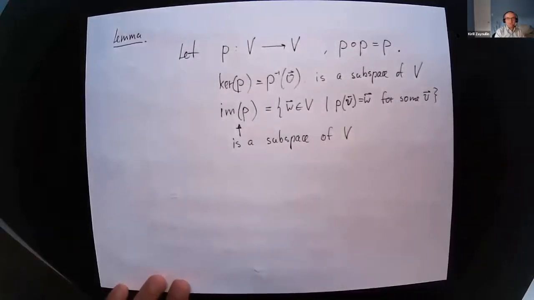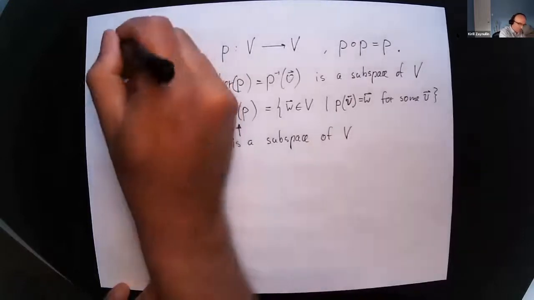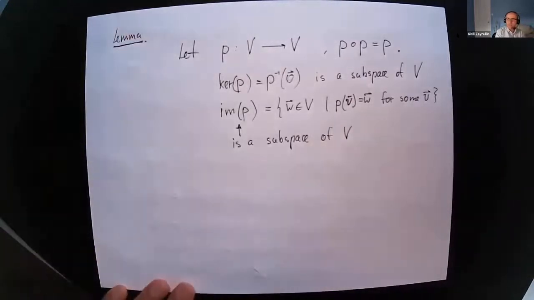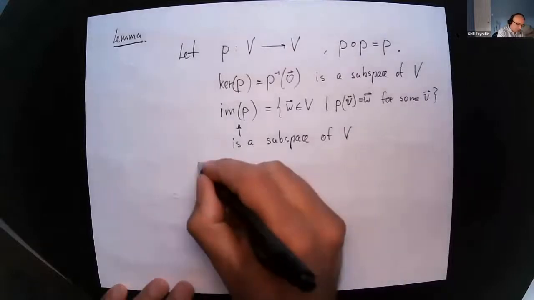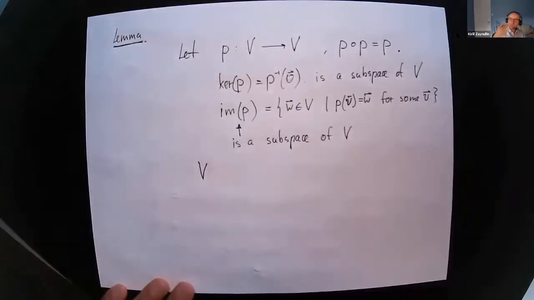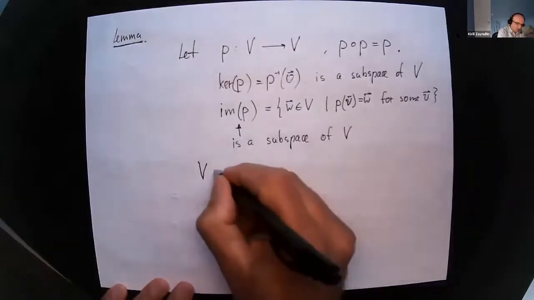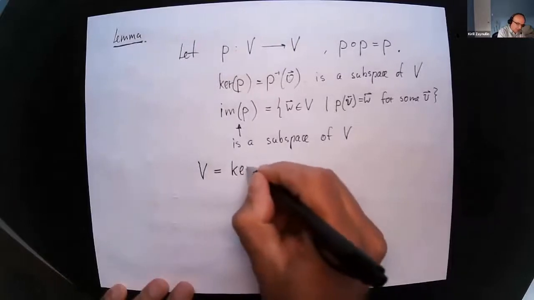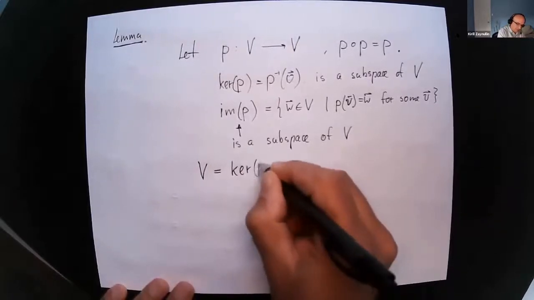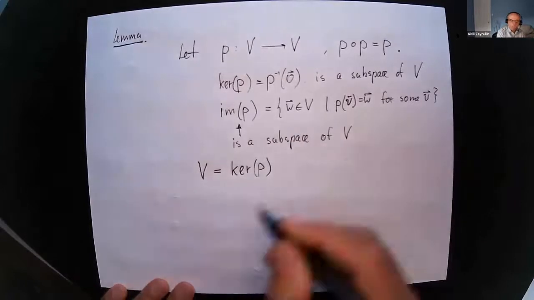Okay. So we have two subspaces inside our vector space. The claim, and that's what we would like to justify, to prove, is that indeed our total vector space V is always a direct sum of the kernel and the image.